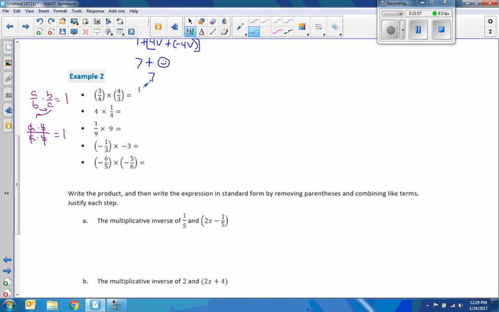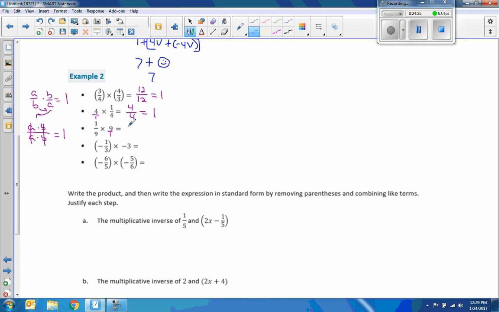Okay? Or you could look at it this way. 3 times 4 is 12. 4 times 3 is 12. And 12 divided by 12 is 1. I'm just trying to explain it in many different ways. A lot of students have trouble with this when they have a whole number times a fraction. Make that whole number a fraction by putting it over 1. 4 times 1 is 4. 1 times 4 is 4. 4 divided by 4 is 1.